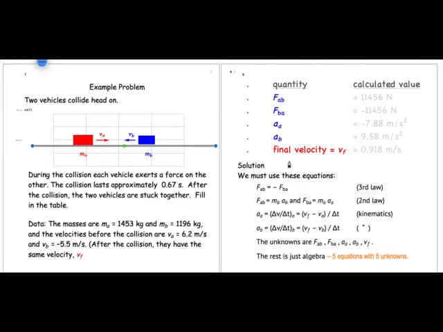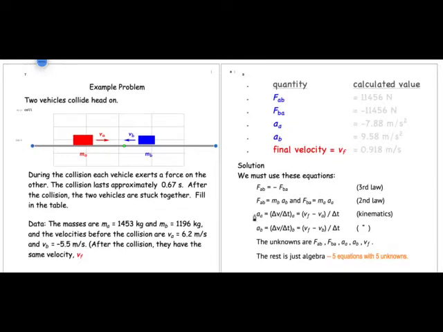Well, we have a bunch of equations. One thing we know is F_AB is equal to negative F_BA. That's Newton's third law. We also know F_AB is m_B a_B, while F_BA is m_A a_A. Those are the two applications of Newton's second law.